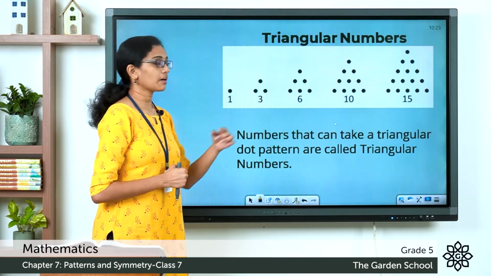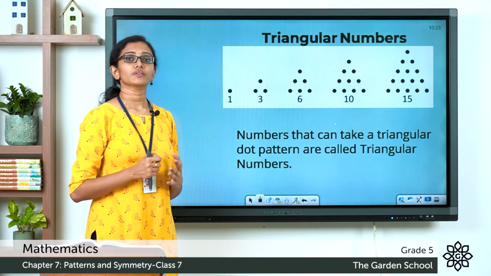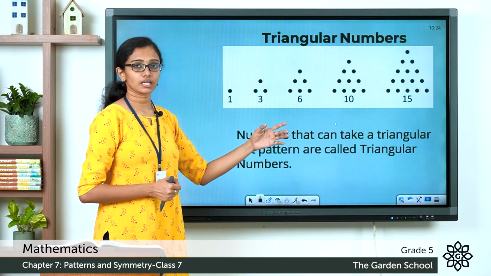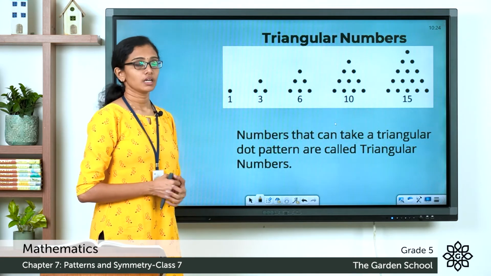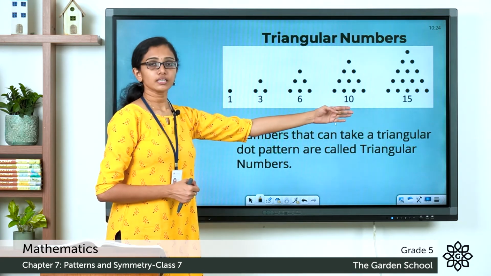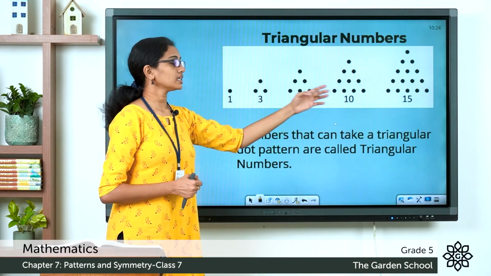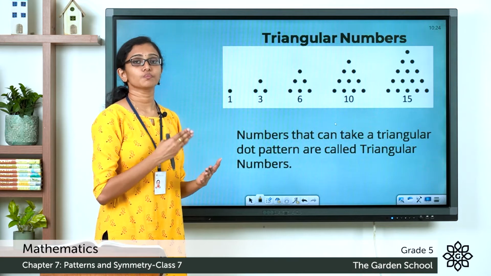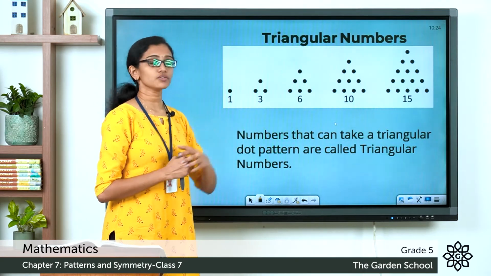Now the third number is the sum of the first three counting numbers, which is 1 plus 2 plus 3, equal to 6. And the fourth number in the triangular number series is the sum of the first four counting numbers, 1 plus 2 plus 3 plus 4, and that is equal to 10.